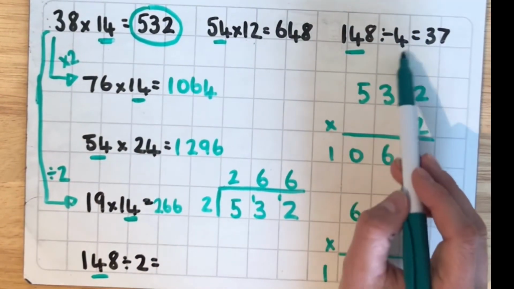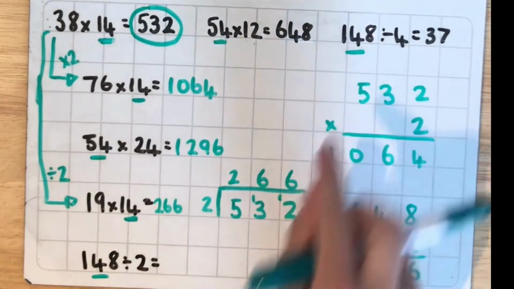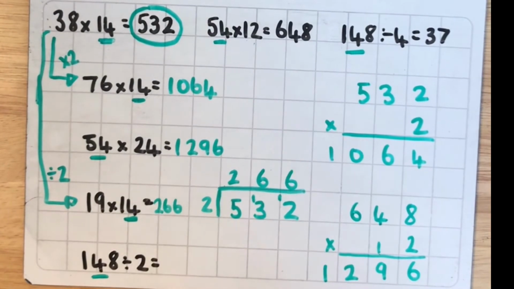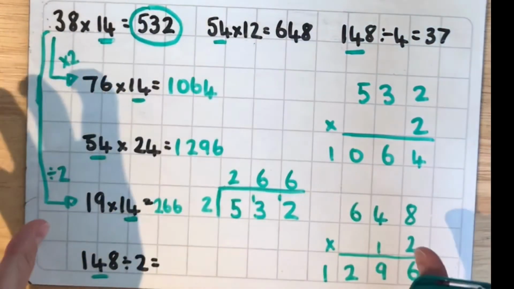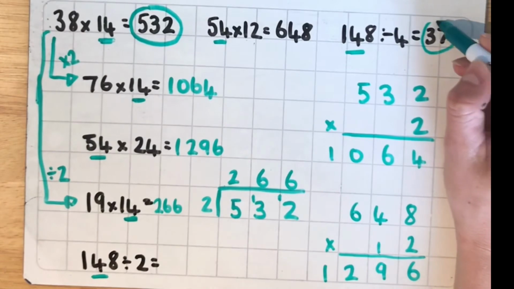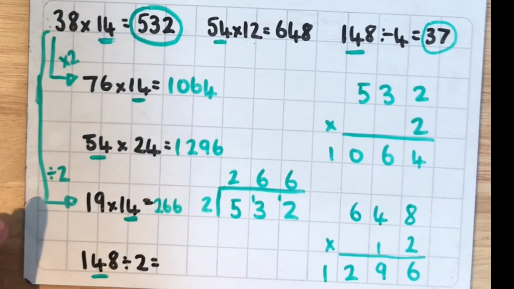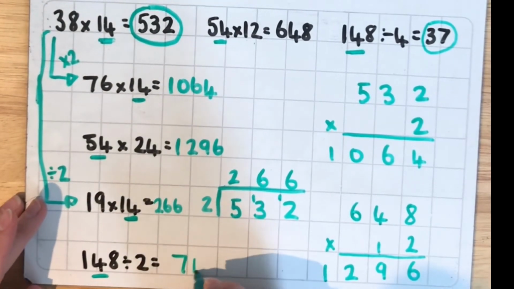For your last question, you've got 148. Up here you're dividing by 4, here you're dividing by 2. If you have 148 divided by 4, you're splitting it into 4 equal parts. When you're dividing it by 2, you're splitting it into 2 equal parts. So this answer is going to be doubled to get the answer to this calculation. So 37 times 2 gives you 74.